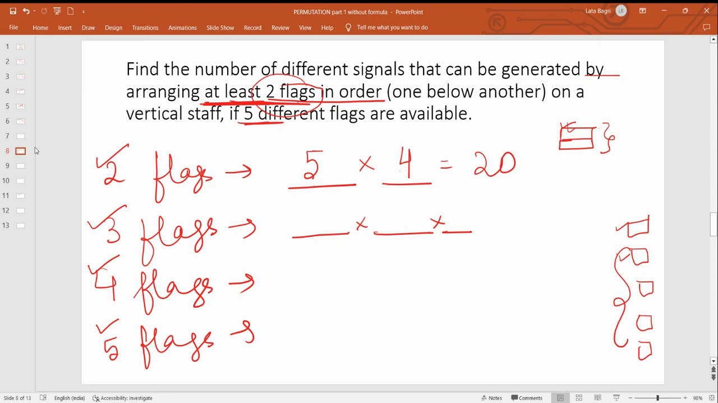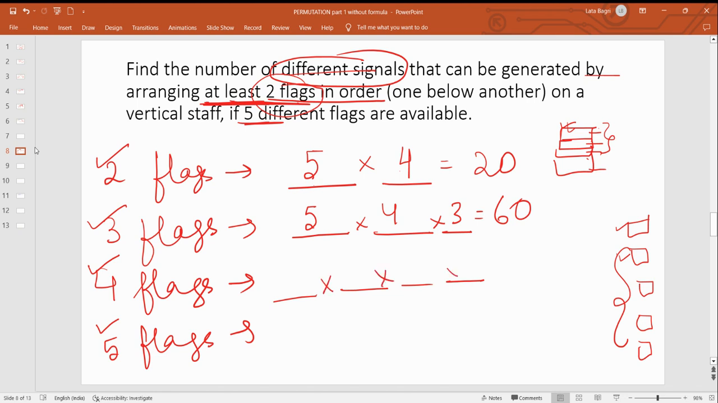If I am making a combination of three flags of different signals, different means they have to be distinct so they can't be repeated. So then I have 5 into 4 into 3. So this is 60. If I will make four flags like 1 2 3 4 different signals. So now four flags, right? So 5 4 3 2, we are using the same mechanism over here, so this becomes 120.